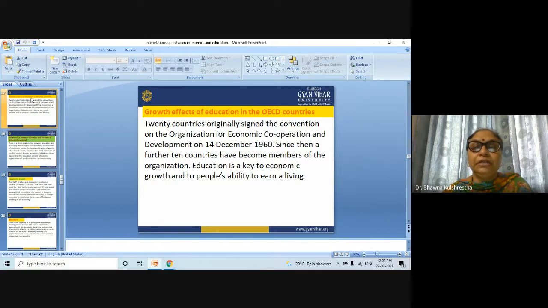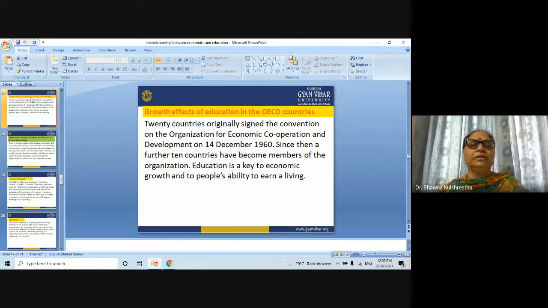Education is key to economic growth and to people's ability to earn a living. Education is important for societies too, as they respond to increasing cultural and ethnic diversity, inequality, and the needs of disadvantaged people. OECD's Education Directorate works to help countries promote learning opportunities for all.